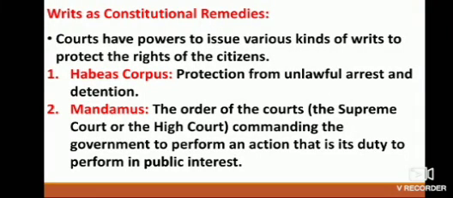Writs as constitutional remedies. Courts have powers to issue various kinds of writs to protect the rights of the citizens. Habeas corpus, protection from unlawful arrest and detention. Nobody can arrest someone without proper reason. Mandamus, the order of the courts, the Supreme Court or the High Court, commanding the government to perform an action that is its duty to perform in public interest.